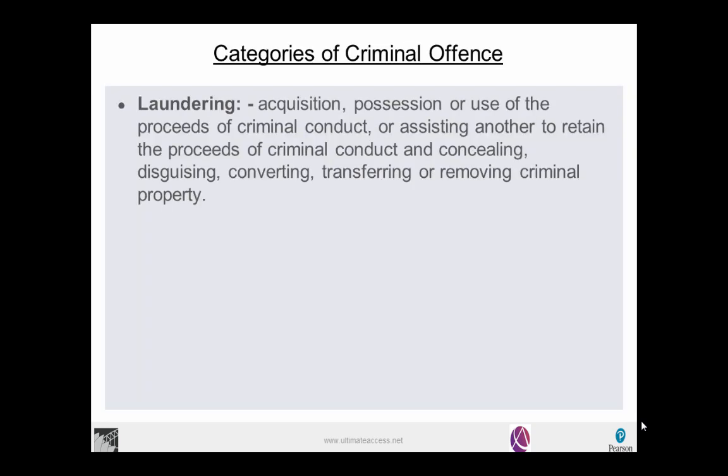Now, categories of criminal offense. The first one is laundering, which is basically acquiring, possessing, or using proceeds of criminal conduct, or assisting another to retain the proceeds of criminal conduct and trying to hide or to conceal or try to convert or transfer or remove criminal property. So you're just trying to hide the source of that income. Now, also failing to report. If you know that something is wrong and you do not report, then you're basically also committing an offense. Three is also tipping off.